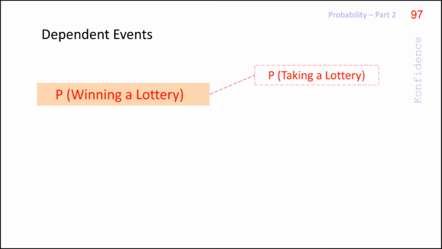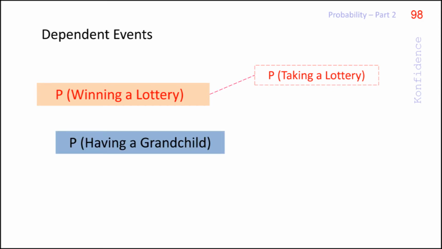Two events are said to be statistically dependent if the probability of one event is dependent on or is affected by the occurrence of the other event. Let us take a couple of real-life examples. The probability of your winning a lottery will, amongst other things, depend on the probability of your buying a lottery. The probability of your having a grandchild will depend on the probability of your having a child.